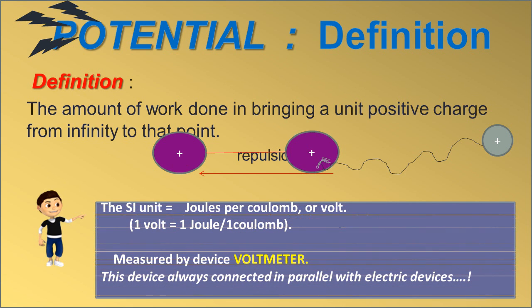Now what will be the SI unit of potential? The SI unit of potential is joule per coulomb, or we can simply write it as volt, capital V. So we define 1 volt equal to 1 joule upon 1 coulomb. That means when 1 joule of work is done to bring 1 coulomb of charge from infinity to the point in the field, then the potential in the circuit will be 1 volt. And we can measure this potential with the device voltmeter, and this device is always connected in parallel with the electric devices. Our next topic to be discussed is resistance.